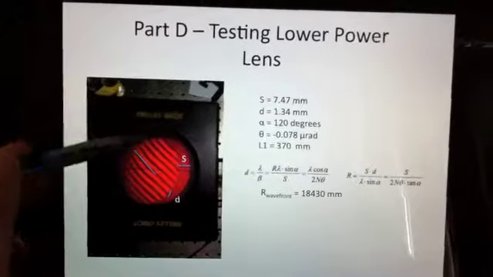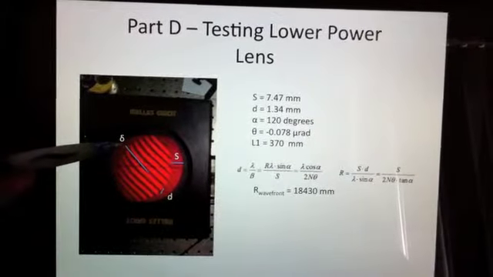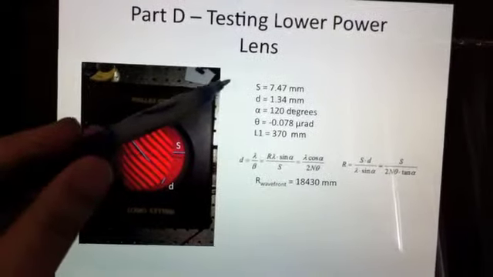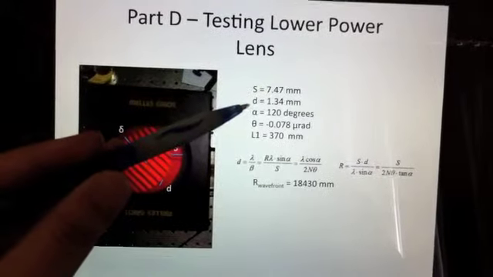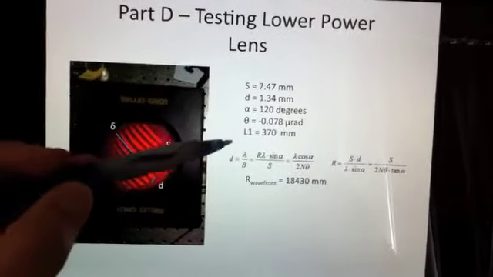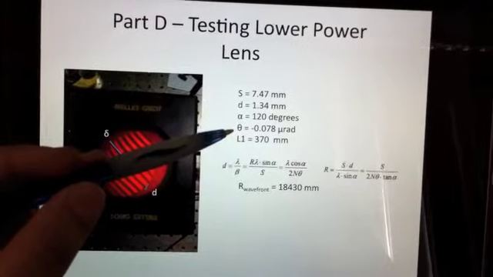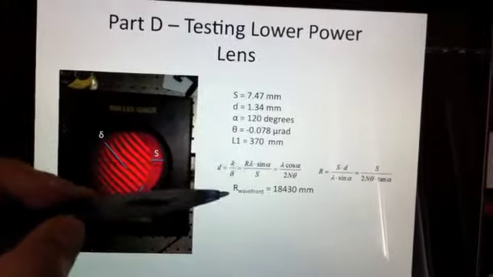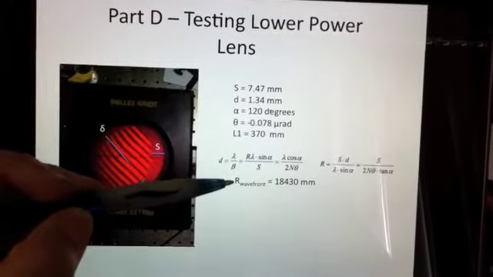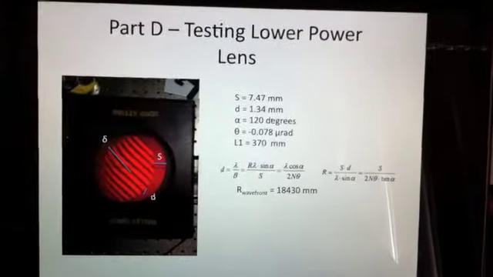We then tested a low power lens. We obtained a very similar fringe pattern as we did with the low power mirror. The only difference is our shear spacing was lower, as well as our fringe spacing. Using this equation again, we calculated a wedge angle of negative 0.078 microradians and a radius of curvature of our wavefront to be about 18,000 millimeters.